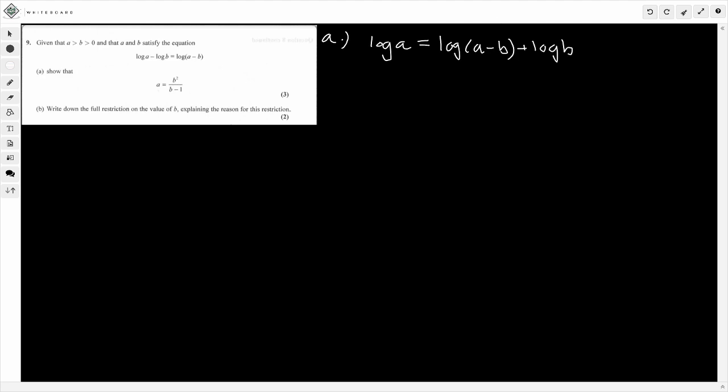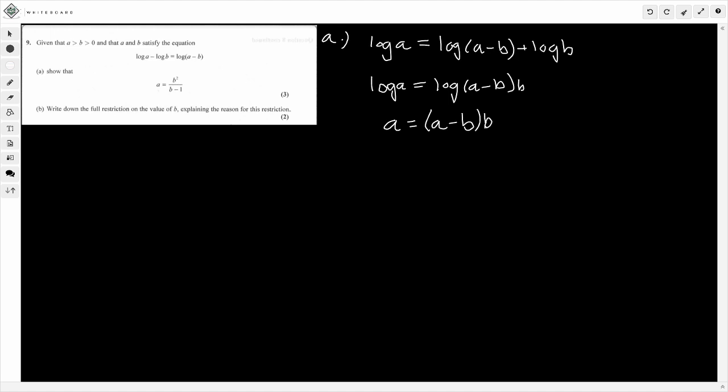Can I use any property of logs here? Well, yeah, of course I can, right? I can write this right-hand side now as a product of logarithms. So, writing it as a single logarithm, that's going to be log of a minus b times b. So, that's my right-hand side now, using the product rule. What I want to do now is look at anti-logging this. So, all that would happen is because logs are on both sides, the equal bases, we can anti-log. So this is going to be a is equal to a minus b times b.